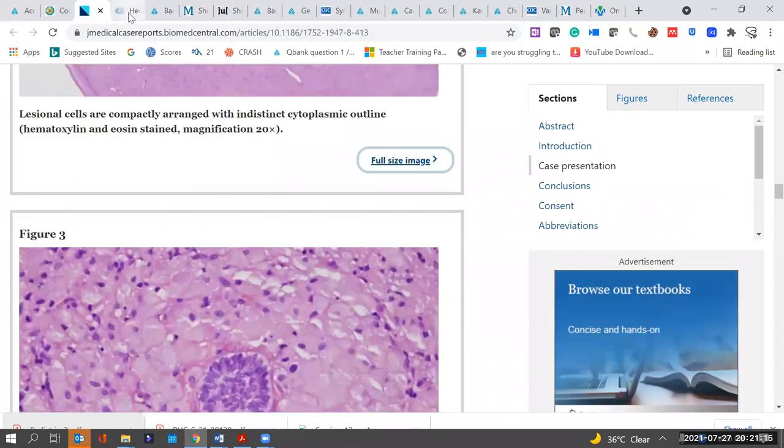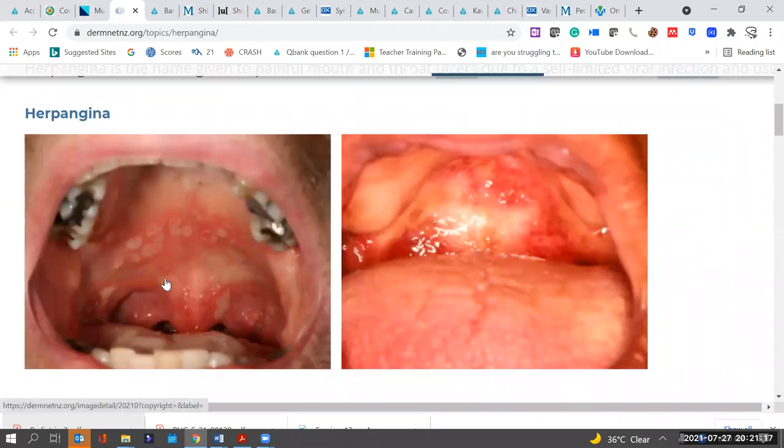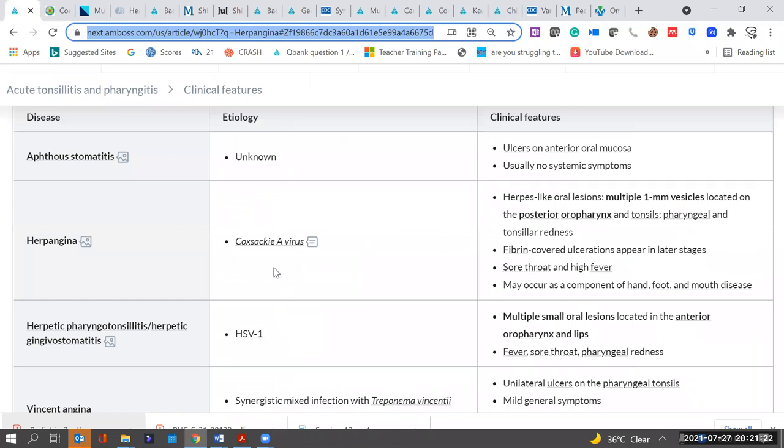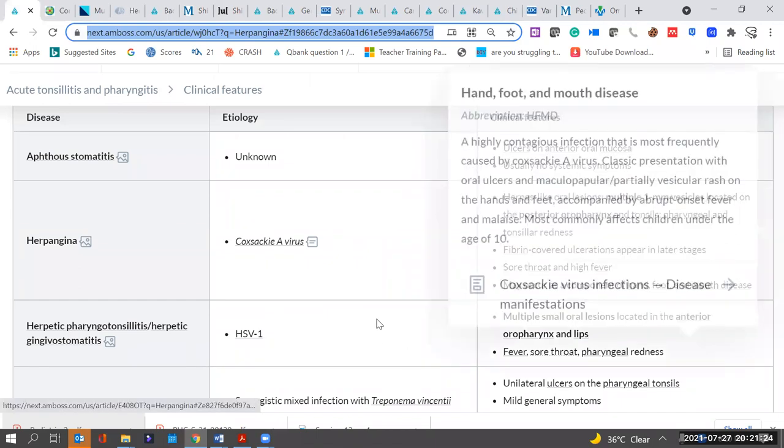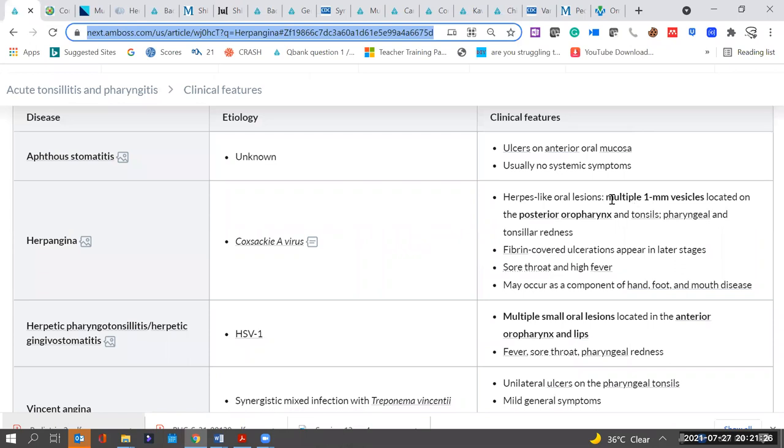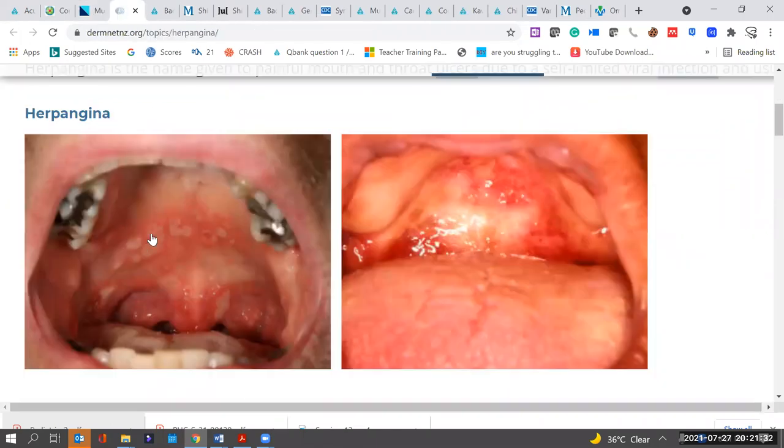That's the other thing. So let me take you to the question. Let me take you to the theory again. Here it's saying, just think about Coxsackie A virus and you will appreciate that there are multiple vesicles, more than 1 millimeter in size, in the posterior oropharynx. Here you have it seen also. There are multiple vesicles, more than 1 millimeter, especially on the pharynx side, on the posterior wall of the pharynx.